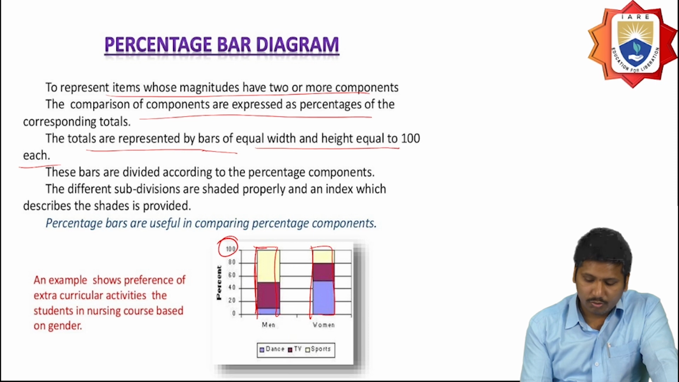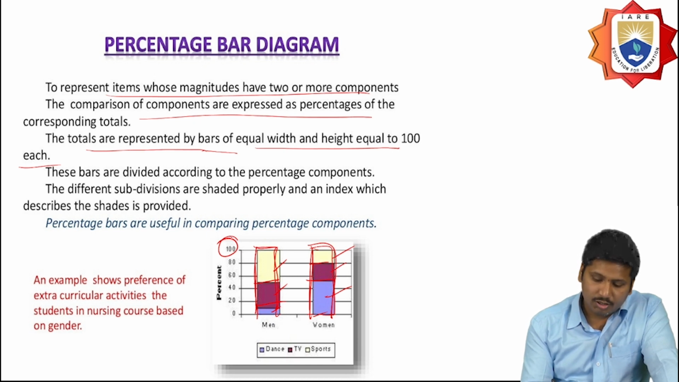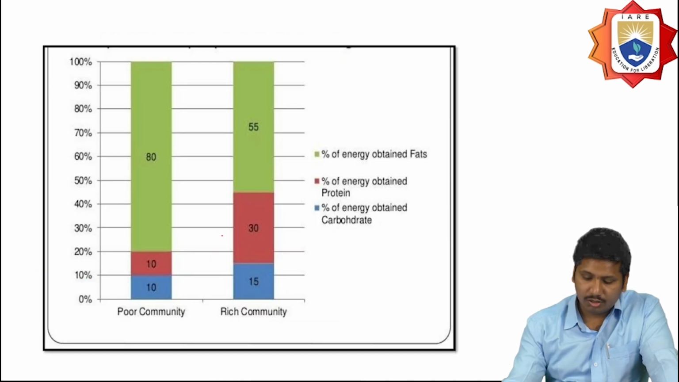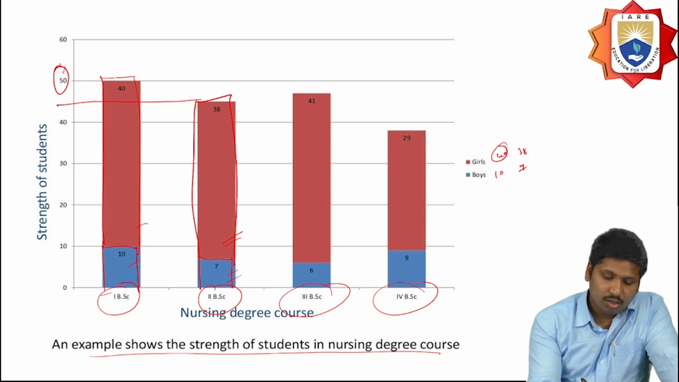So the height of the bar should be 100 here, and this bar diagram is going to be divided into three sections of three different colors. So how many men are going to see dance, and then TV, and then sports I want, right? And similarly how many people are going to see dance, TV and sports I want. So percentage means that it should be mapped with 100% only.